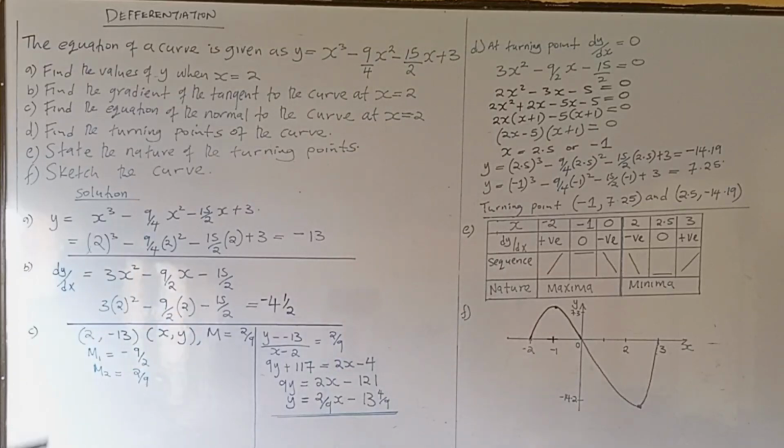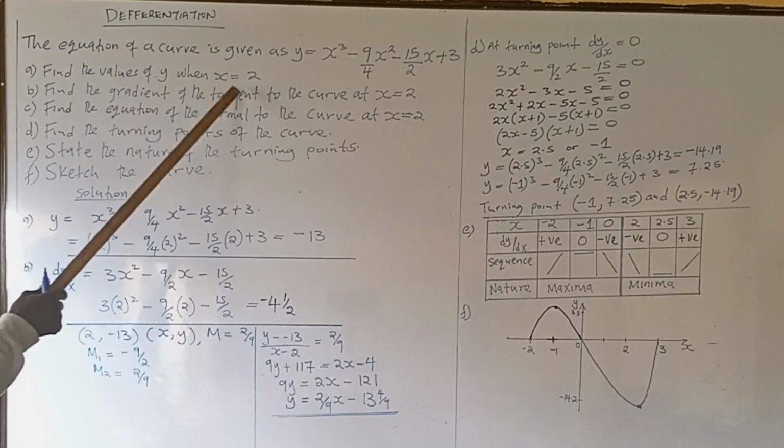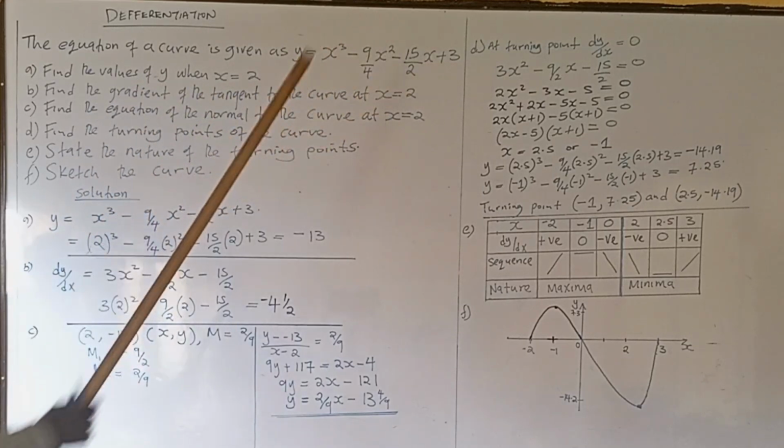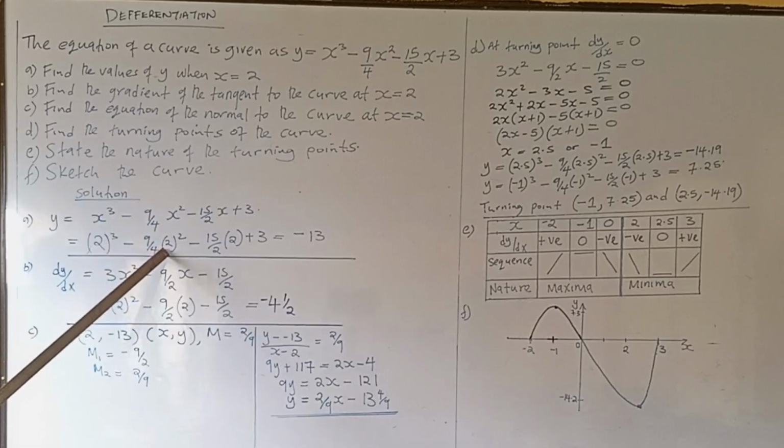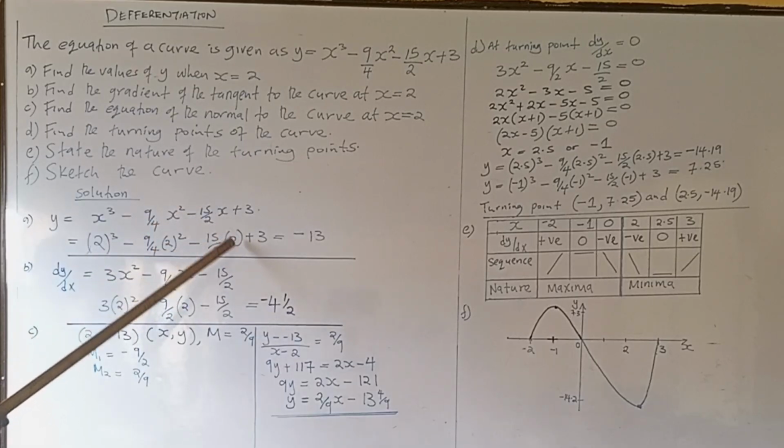So solution, the first one is very easy. They want the value of y when x is 2. So you just go and replace x with 2. So it will be y = 2^3 - 9/4 into 2^2 - 15/2 into 2 + 3, you get negative 15.